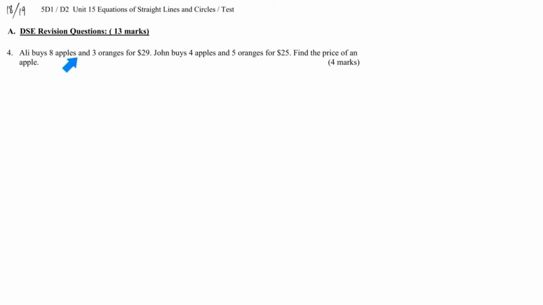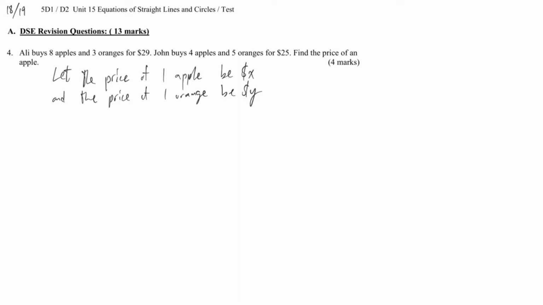Ali buys 8 apples and 3 oranges for $29, and in another case 4 apples together with 5 oranges. The total cost is $25. So we have to find the price of an apple. So it's obviously a simultaneous equation question, then you just simply let the price of one apple be x and the price of one orange be y.